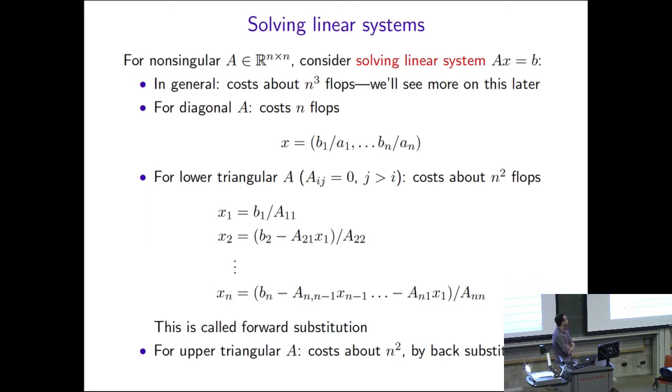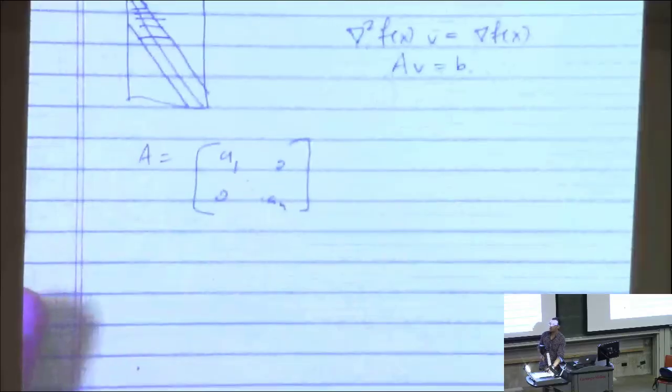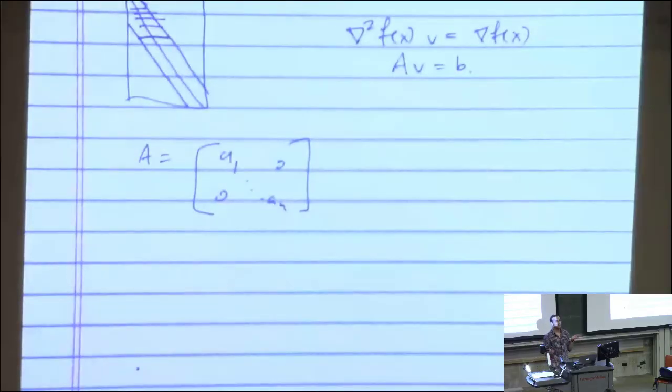So for a diagonal matrix, it costs n flops to solve a linear system, right? Because if A was just a1 through an and all zeros, and I asked you to solve Ax equals b, then you just have to solve a_i x_i equals b_i for all i. That just requires n divisions, right? So that's why it's so cheap.